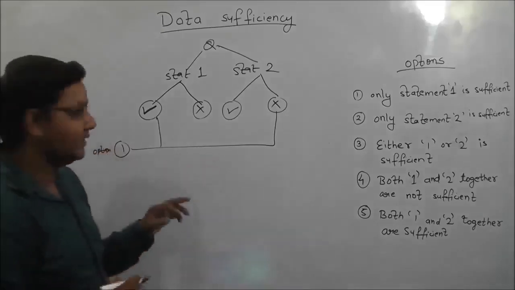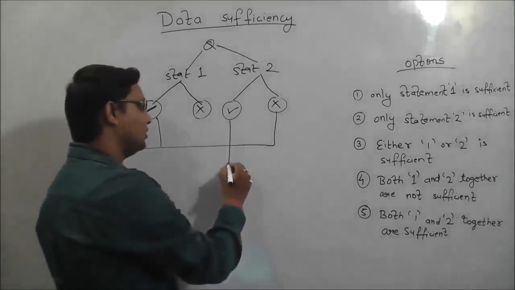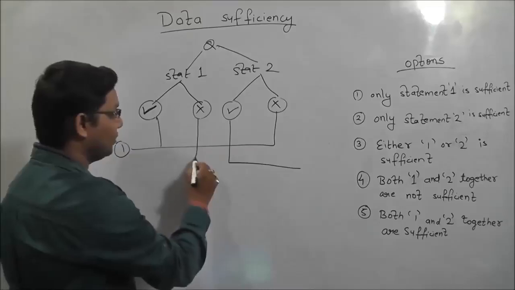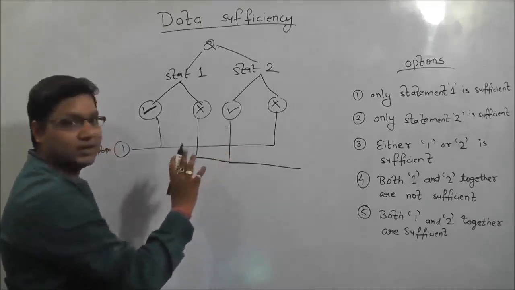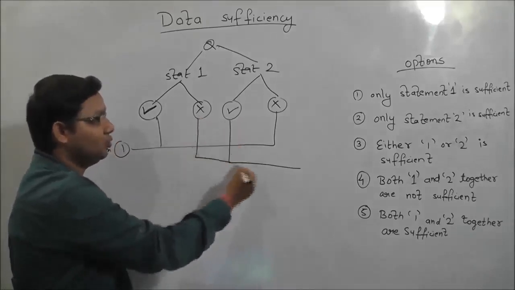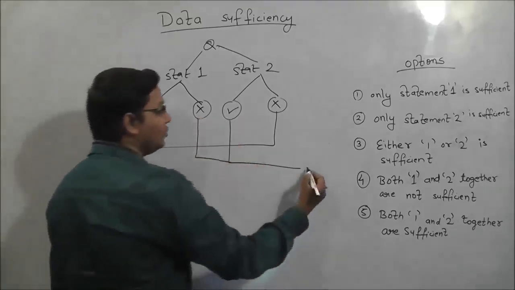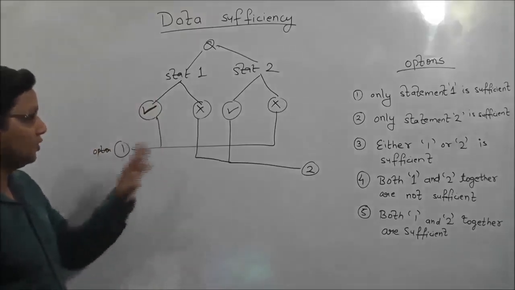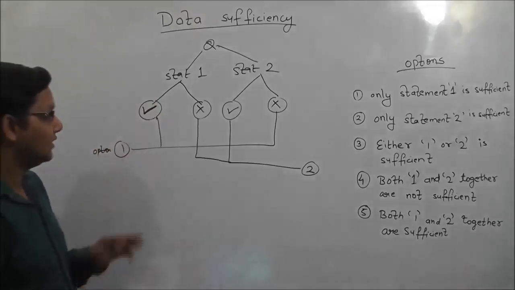And the second condition is what? If statement 2 alone can give the answer, and statement 1 alone cannot give the answer, this can also happen. Statement 1 cannot give the answer and statement 2 alone can give the answer. It means option 2 is correct. So these are the two conditions, and now comes another condition.